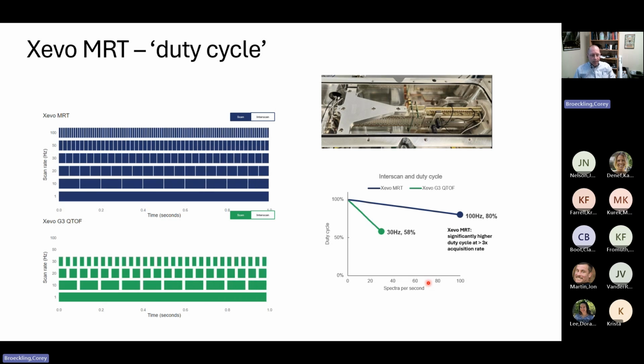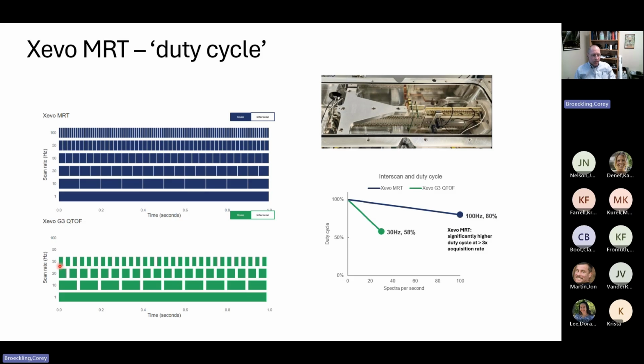This is a figure from Waters showing their collision cell up here, which they've re-engineered to make it faster, effectively. On the bottom plot is an older instrument. They are highlighting the Xevo G3 Q-TOF. Ours is the G2, the one that we had before, and that is on the APGC. This is at 30 hertz. So if you're collecting 30 MSMS per second, this is the pattern of what that would look like.